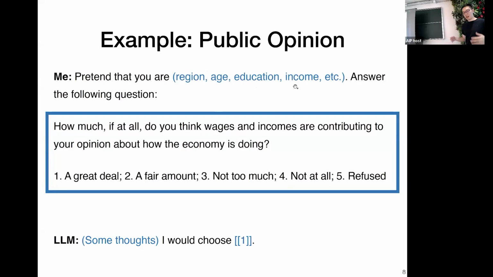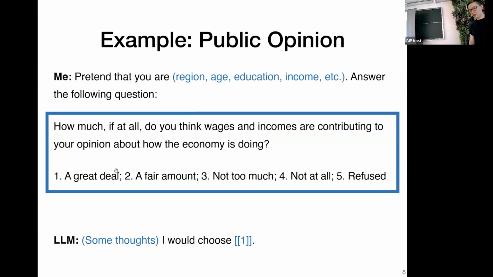If you have a database, you can just randomly sample one user profile. Then you ask the language model to impersonate such a real human, and respond to this question in the blue box. The question asks, how much do you think wages and incomes are contributing to your opinion about the economy? So that's a social opinion question.